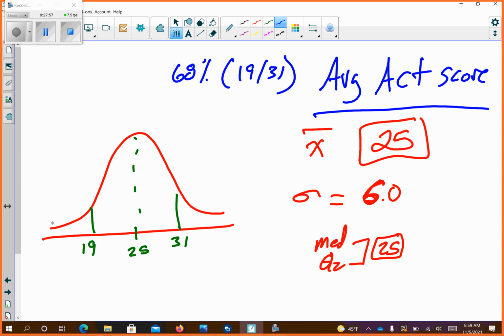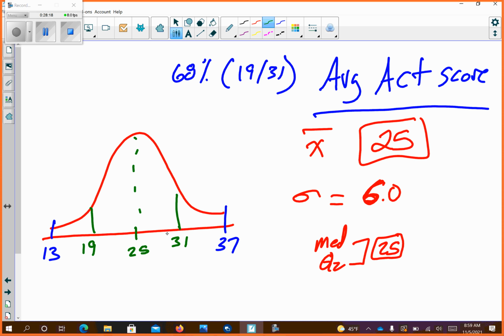If I went down another standard deviation, if I subtracted 6 from 19, that gives me 13. If I added 6 to that, that gives me a 37. Now, here's the tough thing with that. What's the best score you can get on the ACT? 36. So now this has fallen outside of that realm.